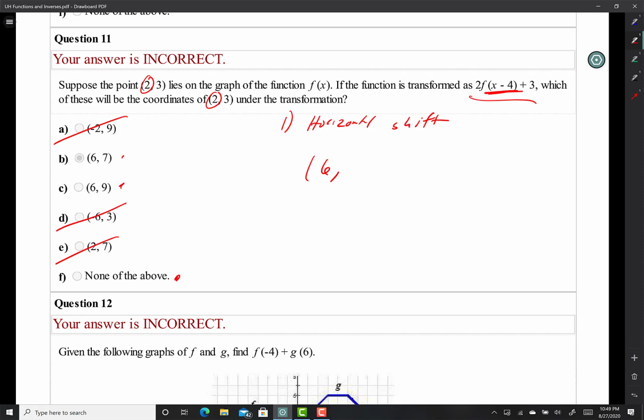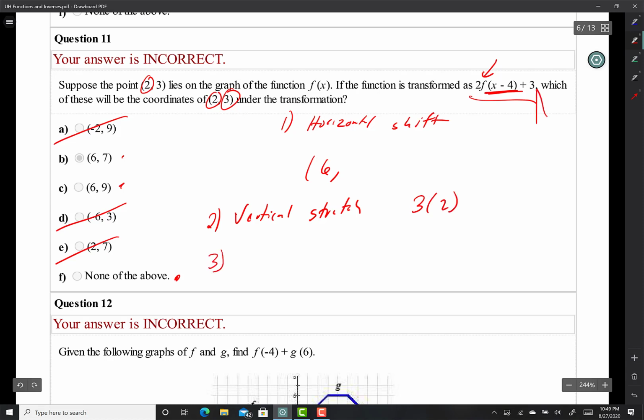The second thing you do is the vertical stretch next. And the vertical stretch alters your y value. So let's see. The vertical stretch is a factor of 2. So take the 3 and multiply it by 2. 3 times 2. And then the third thing you do is your vertical shift. Take your 6 here, 3 times 2, and add 3 to it. 6 plus 3 is 9. So there it is.